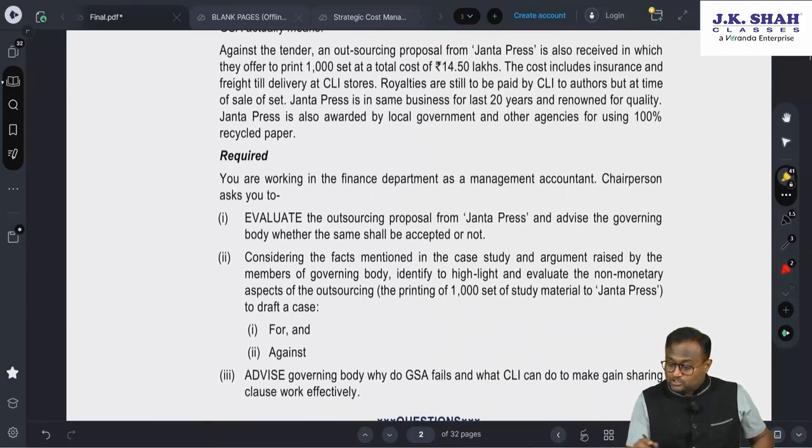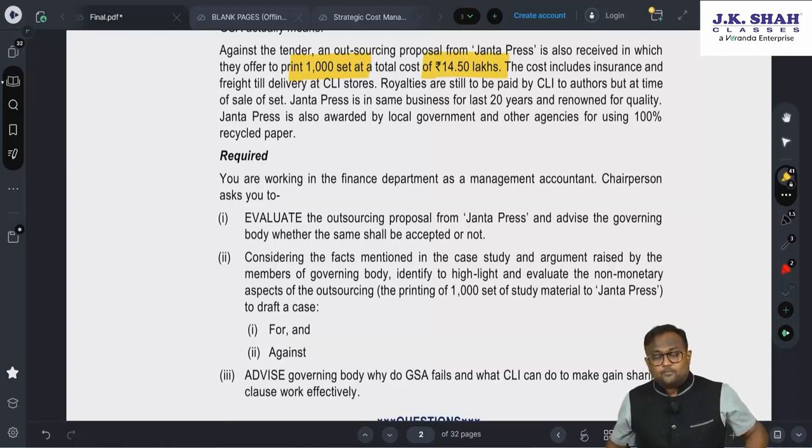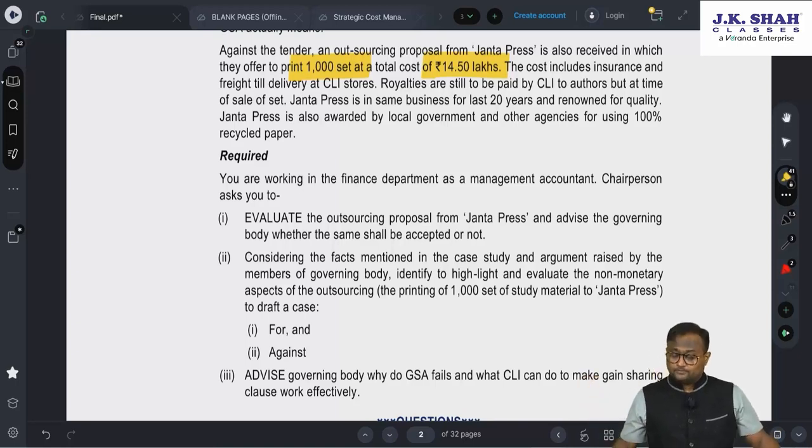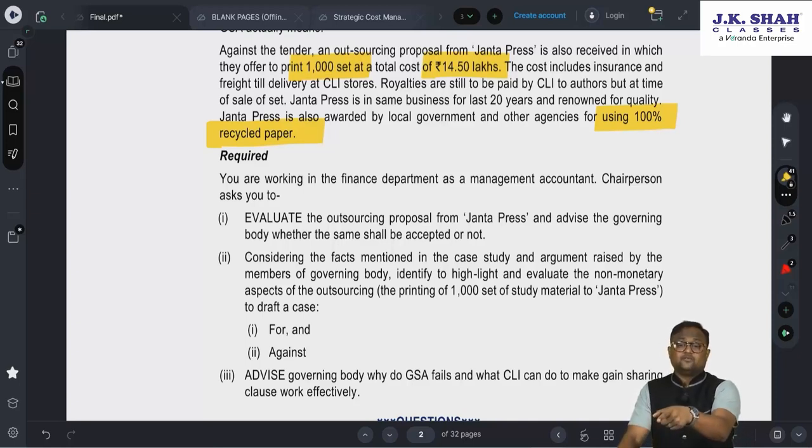As against the tender, the outsourcing proposal from Janta Press is also received. 1,000 sets are to be printed and they have charged us 14.5 lakhs. So instead of producing it in-house, I will pay 14,50,000 to get 1,000 prints. Janta has been in the business for the last 20 years, renowned for quality, so quality will be taken care of. That is what they are trying to say. Janta Press is also awarded by the local government and other agencies. So there is a social cause involved as well. If I am considering outsourcing from non-financial factors, I will definitely consider this factor as well.